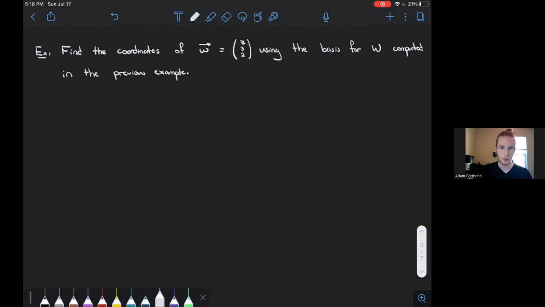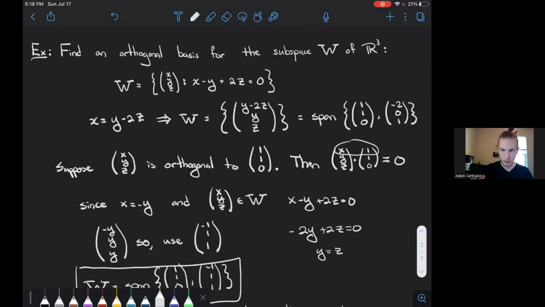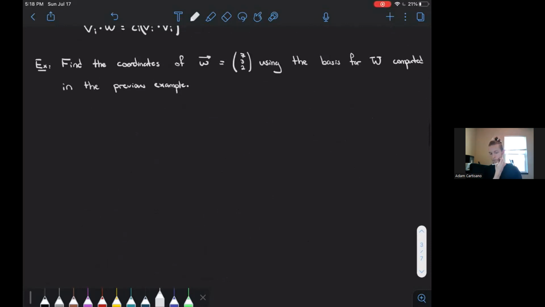So for example, let's find the coordinates of 7, 3, 2 using the basis for the subspace that we computed in the first example. Because this is a two-dimensional subspace. Well, let's do it for this one. That's fine. This is different from what the book said, but okay, let's just check to make sure this is inside the subspace from the previous example.